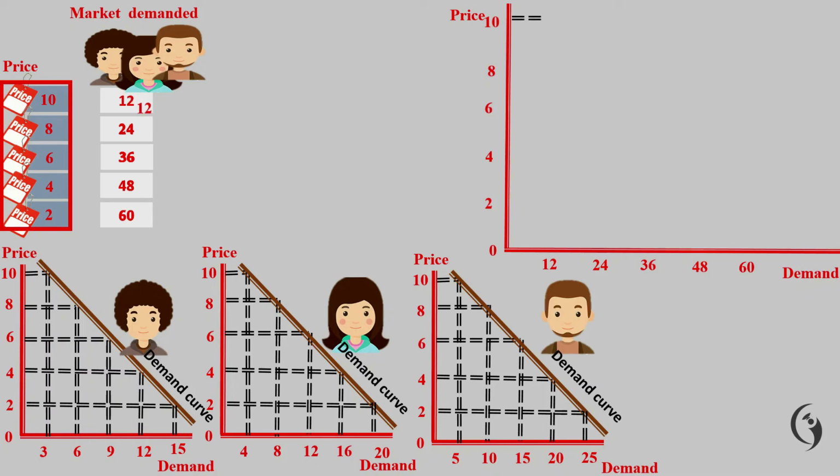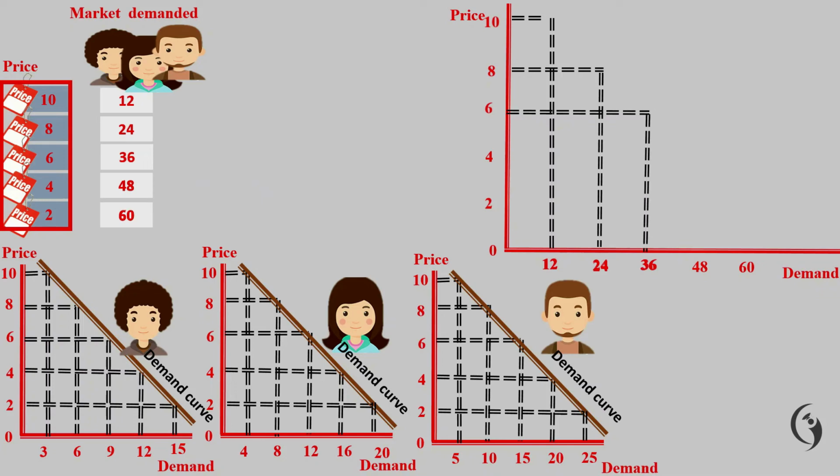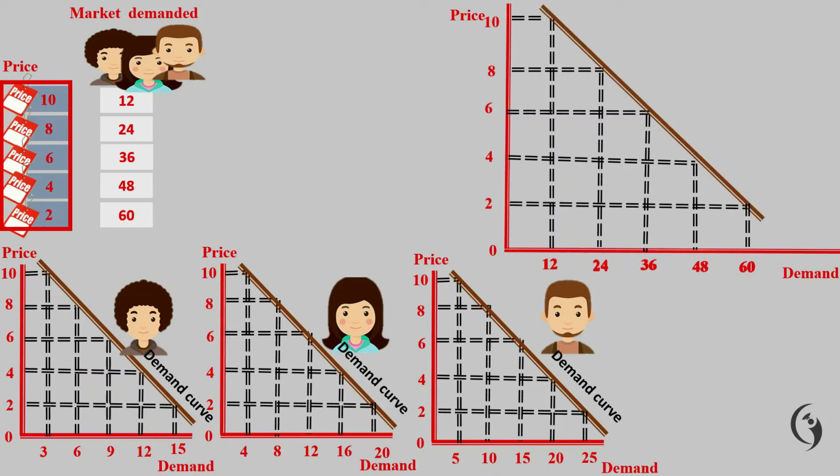So at the price of 10, the market demand is 12. At the price of 8, market demand is 24. At the market price of 6, the demand is 36. If it is 4, market demand is 48. If it's 2, market demand is 16. If we continue the row, we will get the market demand curve.